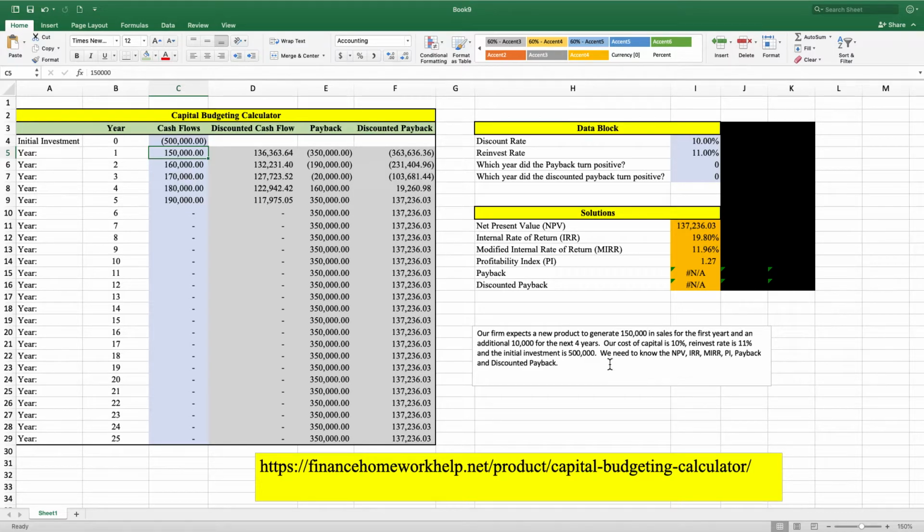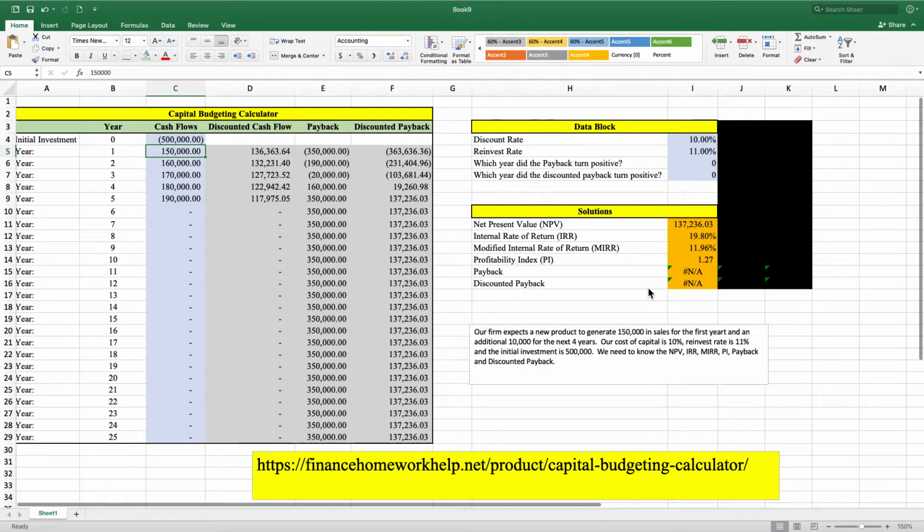What this is going to do is calculate the NPV, IRR, MIRR, profitability index, and the payback. So let's take a look at this. This tells us that the net present value is $137,000, and the internal rate of return is 19.8%. The modified internal rate of return is 11.96%. The profitability index is 1.27. And then the payback and the discounted payback, it's not going to give us any answers here.